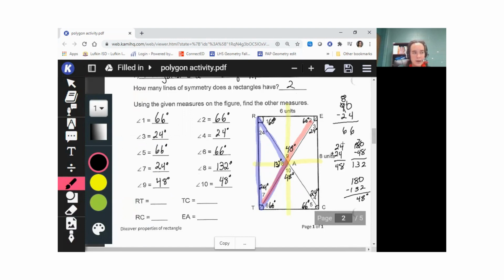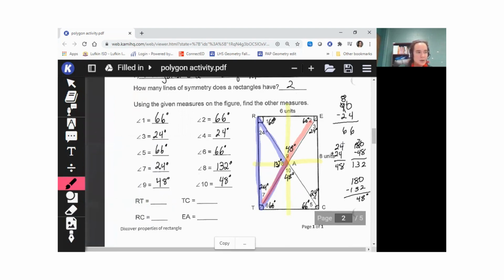Now we're dealing with our sides. So RT is this side length, and it matches up with EC because our opposite sides are congruent. So RT is 8 units. Then we're looking for TC. TC is the bottom, and it matches up with the top because our opposite sides are congruent. So TC is 6 units.